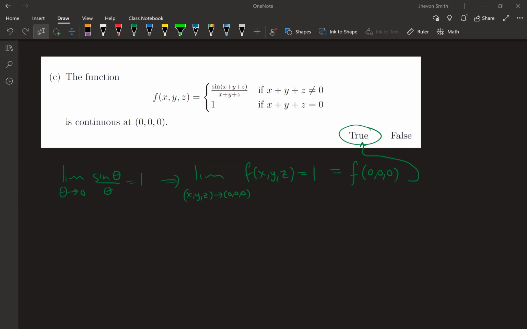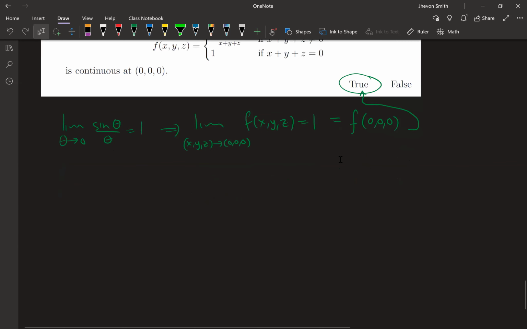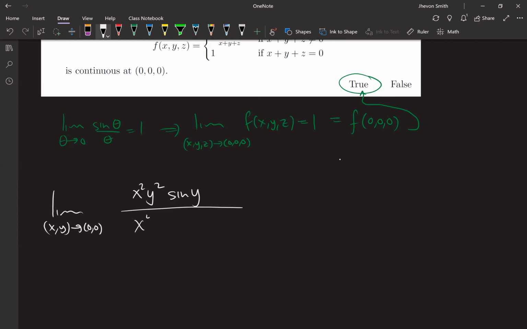Professor, I have one question about the limit. Yes. So it's the limit as x, y goes to 0, 0. The expression is x squared, y squared, sine y over x to the fourth plus y to the fourth. Oh, you're giving me a question? Yeah. And he's asked to show if the limit exists or not.